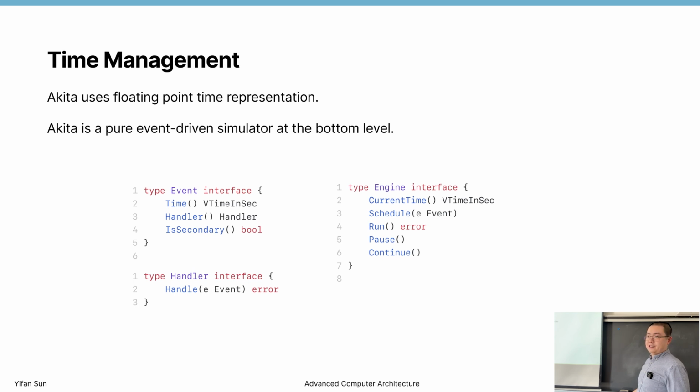Then there's a Run function. The Run function means it will run all the events that are scheduled until there's no more event to run. There's no parameter, just run. I tell you to run, and there's not even a control to say at what point you need to stop. It just keeps running until there's no more event. Then Pause and Continue are straightforward, right? So simple interfaces. Then let's see how we implement this one.